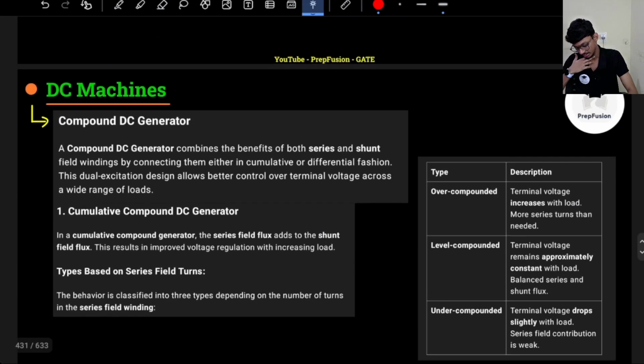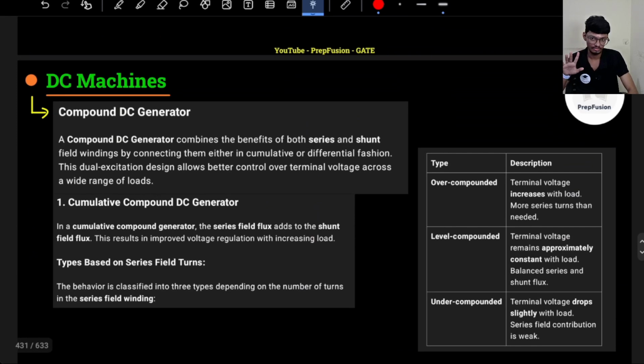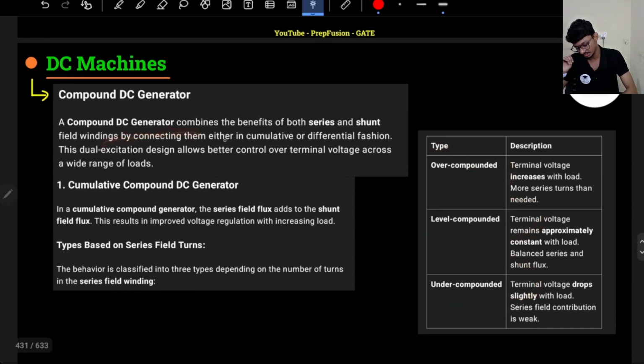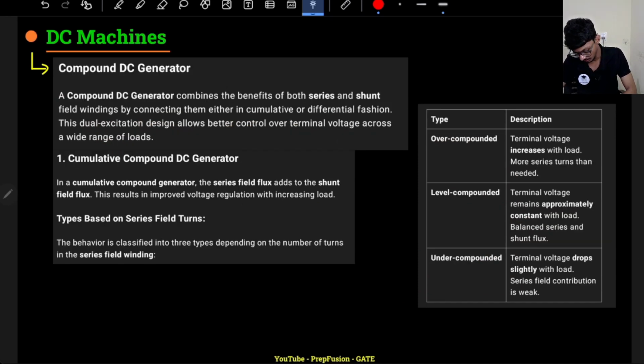In case of compound generators, mainly there are three kinds in terms of voltage regulation: over compounded, level compounded, and under compounded. We'll discuss this. A compound generator combines the benefits of both series and shunt field windings. The dual excitation design allows better control over the terminal voltage. The first one is the cumulative DC generator. In a cumulative DC generator, the series field flux adds to the shunt field flux. This results in improved voltage regulation with increased load.